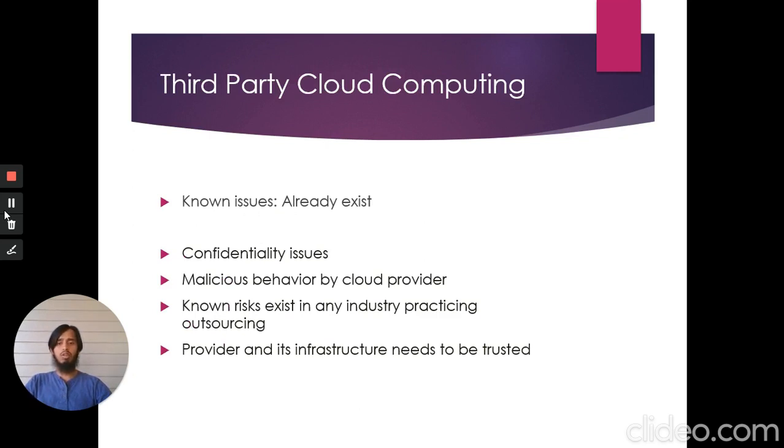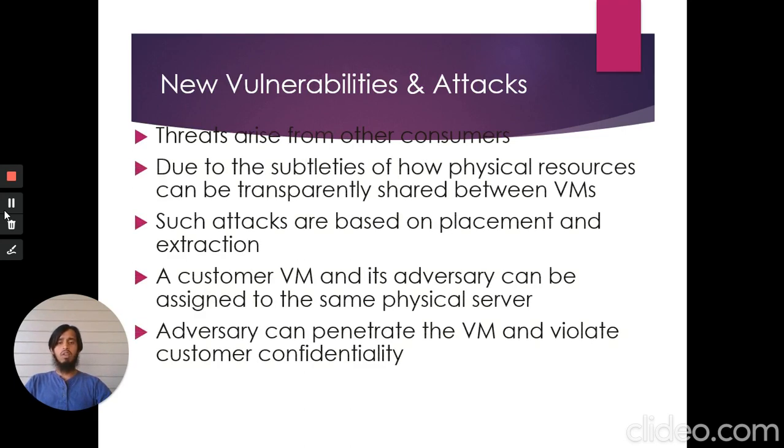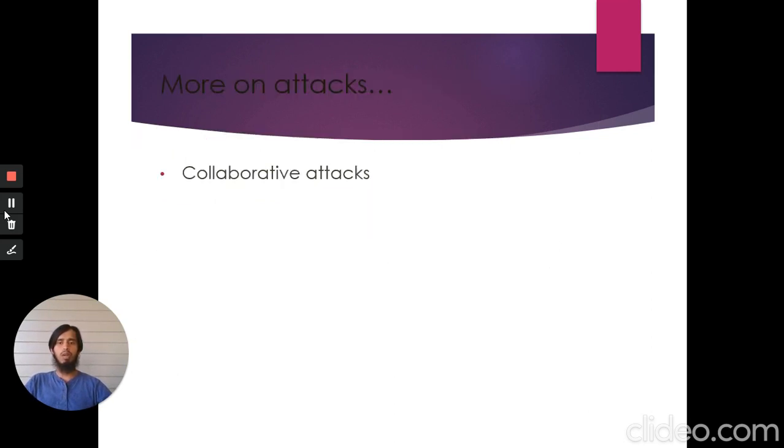So third-party cloud computing has known issues already. Confidentiality issues will come into the picture, malicious behavior by the cloud provider, and the provider and infrastructure need to be trusted here. And the new vulnerabilities and attacks on cloud computing: a customer's virtual machine and its adversaries can be assigned to the same physical server, and adversaries can penetrate the virtual machines and violate customer confidentiality. This is the main and a new type of vulnerability in cloud computing.